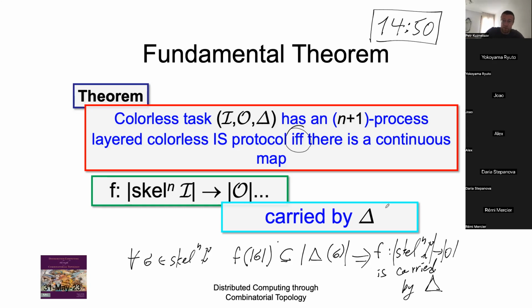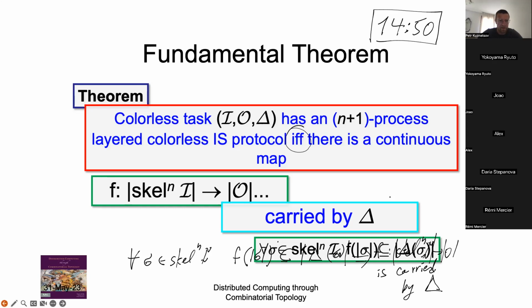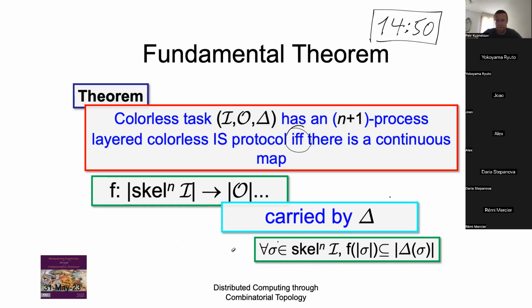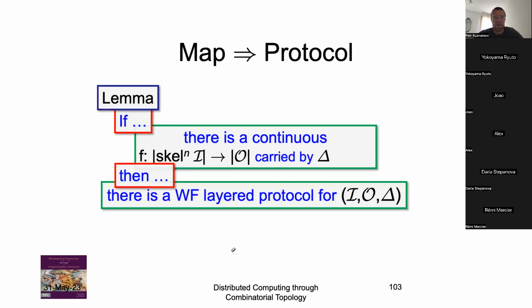Anyway, so we move to the proof. Actually, I have a slide for this, and I already did it. Let me remove all this, because I already have the same thing here. This is what we mean by continuous maps carried by the carrier map of the task specification. Good.